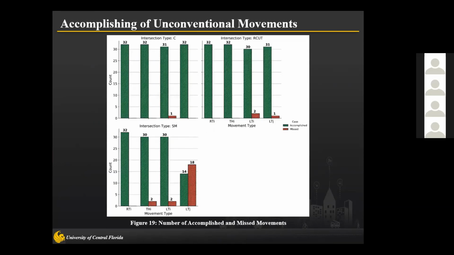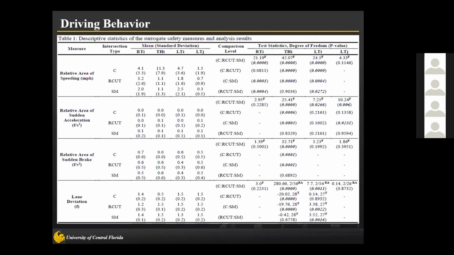Most participants have accomplished the minor road movements at the three intersection types and the major left turn movement at the conventional and RCUT intersections. However, about half of participants only have accomplished the major left turn at the SM intersection. The results indicated that significantly lower speeding values were recorded while performing the minor right turn movement at the SM intersection in comparison with conventional and RCUT intersections.